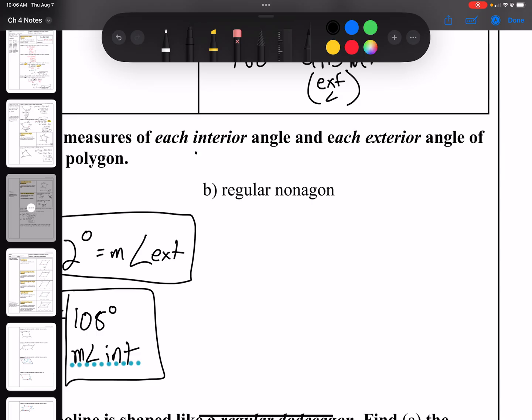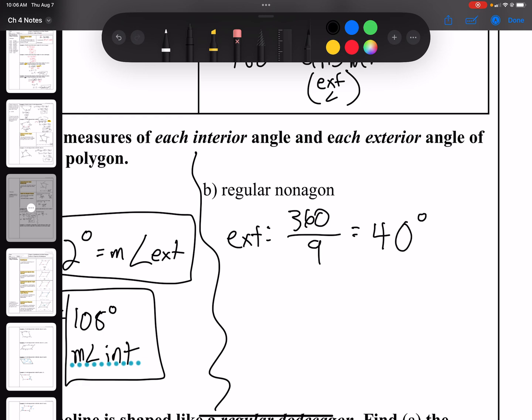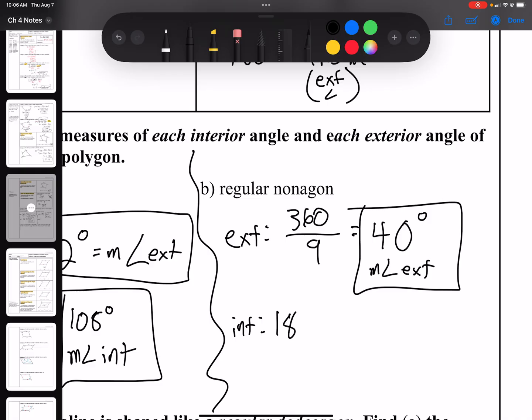What about a nonagon? Well, the measure of each exterior angle will be 360 divided by the number of sides. A nonagon has 9 sides, so I'm going to do 360 divided by 9, and get that 40 degrees will be the measure of each exterior angle in a regular nonagon. Again, every single outside angle on a regular nonagon will be 40 degrees. What about the interior angles? Every single interior angle will be 180 minus 40. So every single interior angle in a regular nonagon will be 140 degrees.